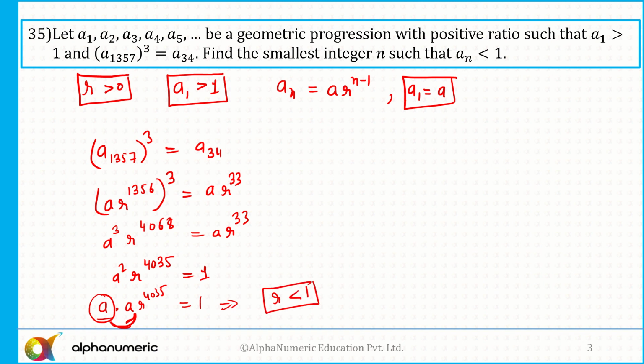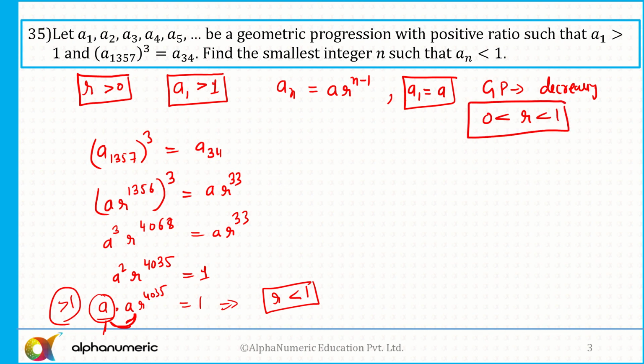I hope that it is clear. It's a very, very important point here. Because the first term is greater than 1, that is already given to us. So if the first term is greater than 1, and the product of these two terms is equal to 1, that is only possible if the common ratio R is less than 1. Because if I multiply by something less than 1, it will keep on decreasing here. So we can say that this GP is a decreasing series, and here the common ratio is between 0 and 1.